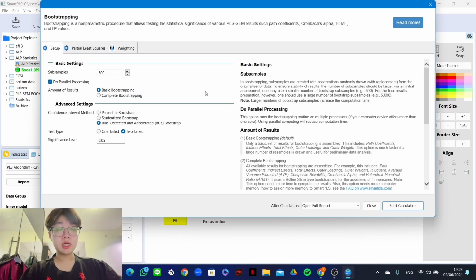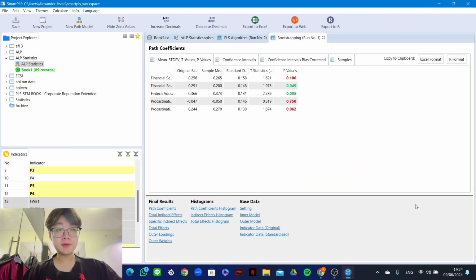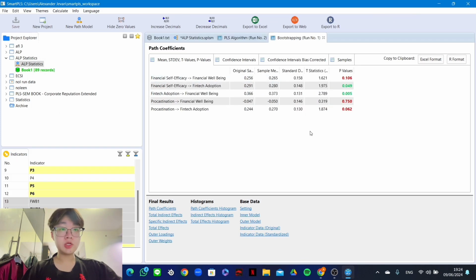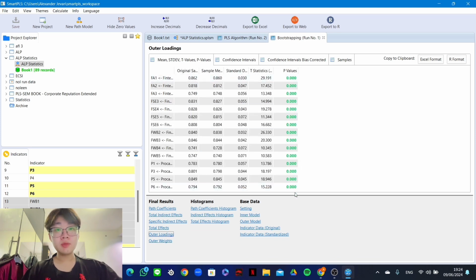After the data is reliable, we conduct the bootstrapping. Just use the default settings and press start calculation. As we can see, it is reliable if it is under 0.05. Then we can press the outer loadings and all the p-values are under 0.05. So that means the data is reliable.